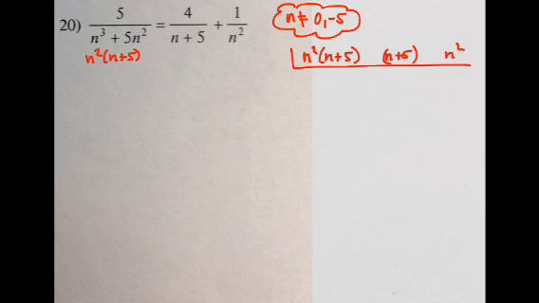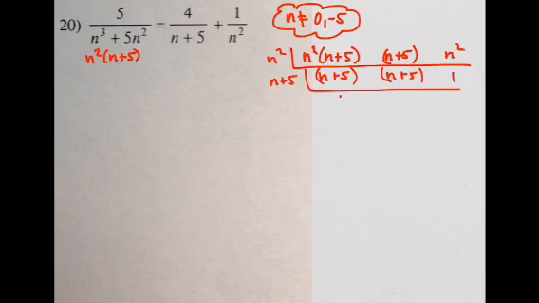So for number 20, the excluded values are 0 and negative 5. For the LCD, there is no common factor to all three, but two of them have an n squared. So I'm going to take out n squared, and so that leaves me with n plus 5 right here. This just comes down, and then a 1 right there, because I factored out n squared. And then two of them have an n plus 5, so I'm going to take out an n plus 5 right here, and then that gives me 1, 1, and then the 1 comes down. So we're done. So the LCD is the product of these two.